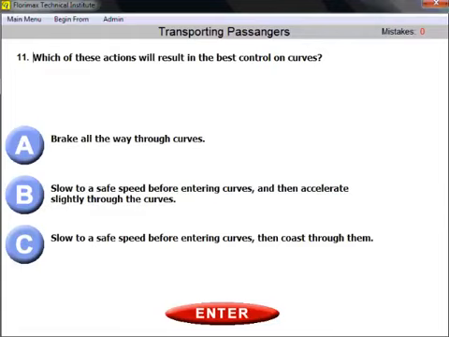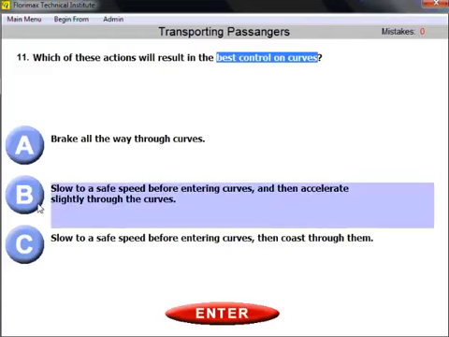Question number 11. Which of these actions will result in the best control on curves? Sometimes you need to go through curves, right? And how you best control your vehicle on curves. One general rule which needs to be applied here: slow to safe speed before entering curves. Again, universal approach. You see it before, you do it all the time. But here you need to read further.